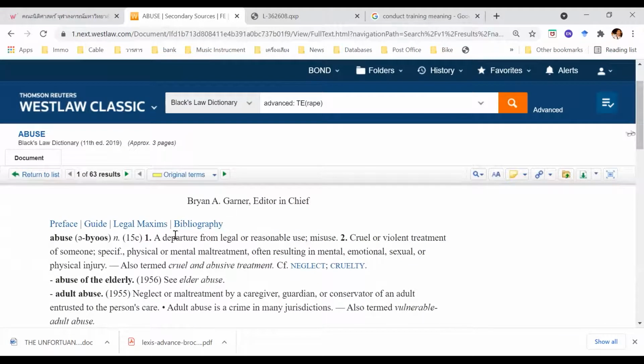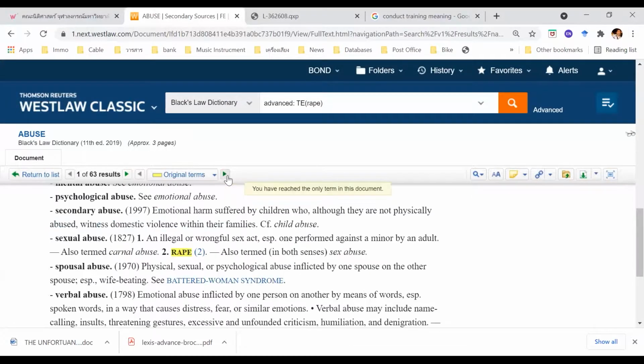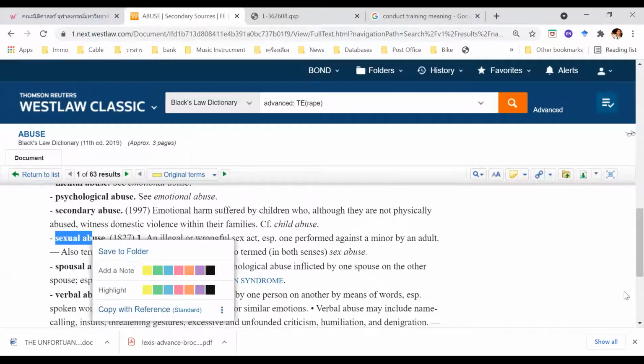Abuse, the meaning is departure from legal, reasonable use, misuse, cruel or violent treatment. Oh, meaning in the criminals. And what about, I don't find any definition containing the word rapes, just use this one. Next terms. You look at that, rapes, displayed in the second meaning of sexual abuse.